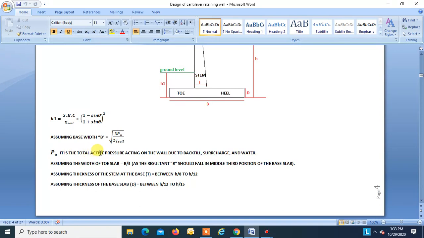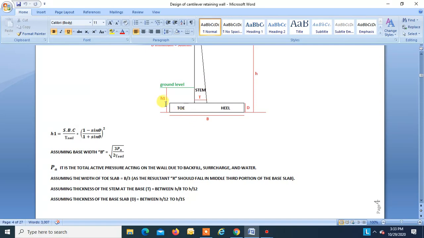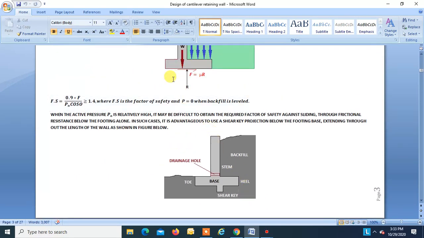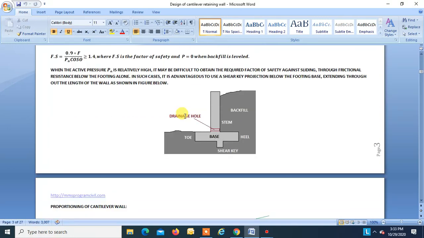PA is the total active pressure acting on the wall due to the backfill, surcharge and water. Assuming the width of the toe slab equal to b by 3, because we want to make our resultant R fall in the middle third portion of the base slab, so that there will be no negative pressure.